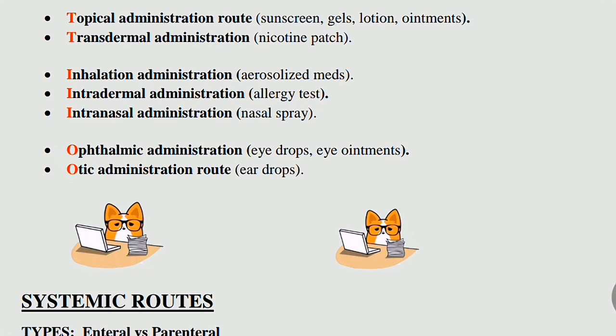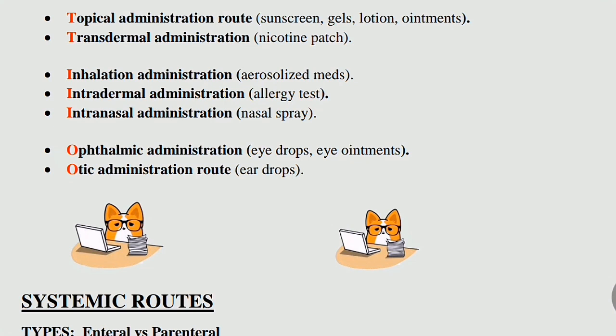The other T is for transdermal administration. A very good example is the nicotine patch. So the nicotine patch is a patch that you usually put on your shoulder, and then after you put it on your shoulder, the drug, in this case nicotine, will be administered locally on your arm over an extended period of time. And then the I is for inhalation. So when we talk about inhalation, we're talking about aerosolized meds. When you think about this category, think of an asthma inhaler.